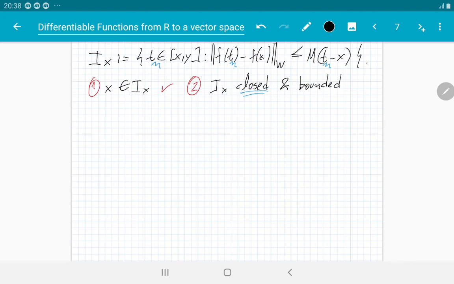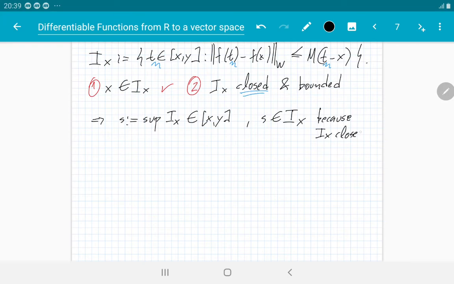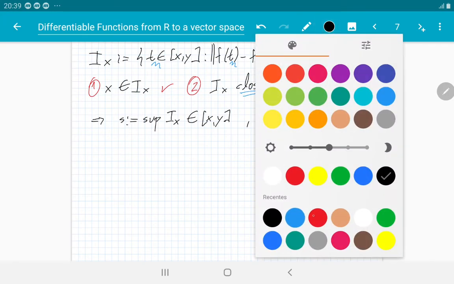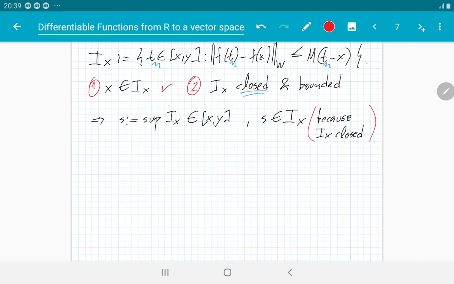Okay, my set is closed and bounded, non-empty. Therefore, it makes sense to compute its supremum, s. That's a number in this interval too. How do I know that? Well, it certainly has to be greater than or equal to x because x belongs to the set. It has to be less than or equal to y because I of x is contained in this interval, therefore y is an upper bound. But the important thing for us is going to be that s belongs to I of x, and that's just because I of x is closed. When a set is closed, its supremum has to belong to it, right? Just because the supremum is a limit of a sequence of elements in I of x.